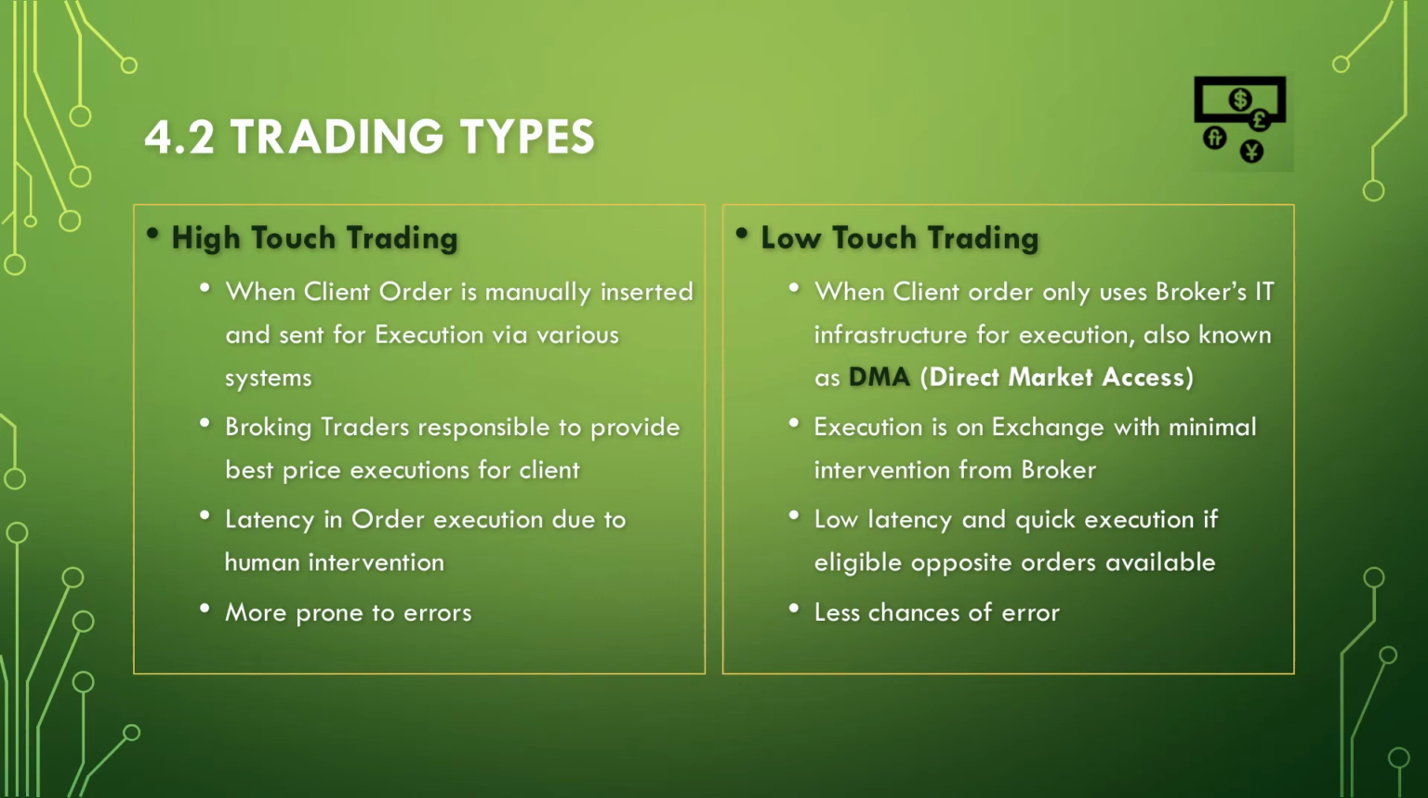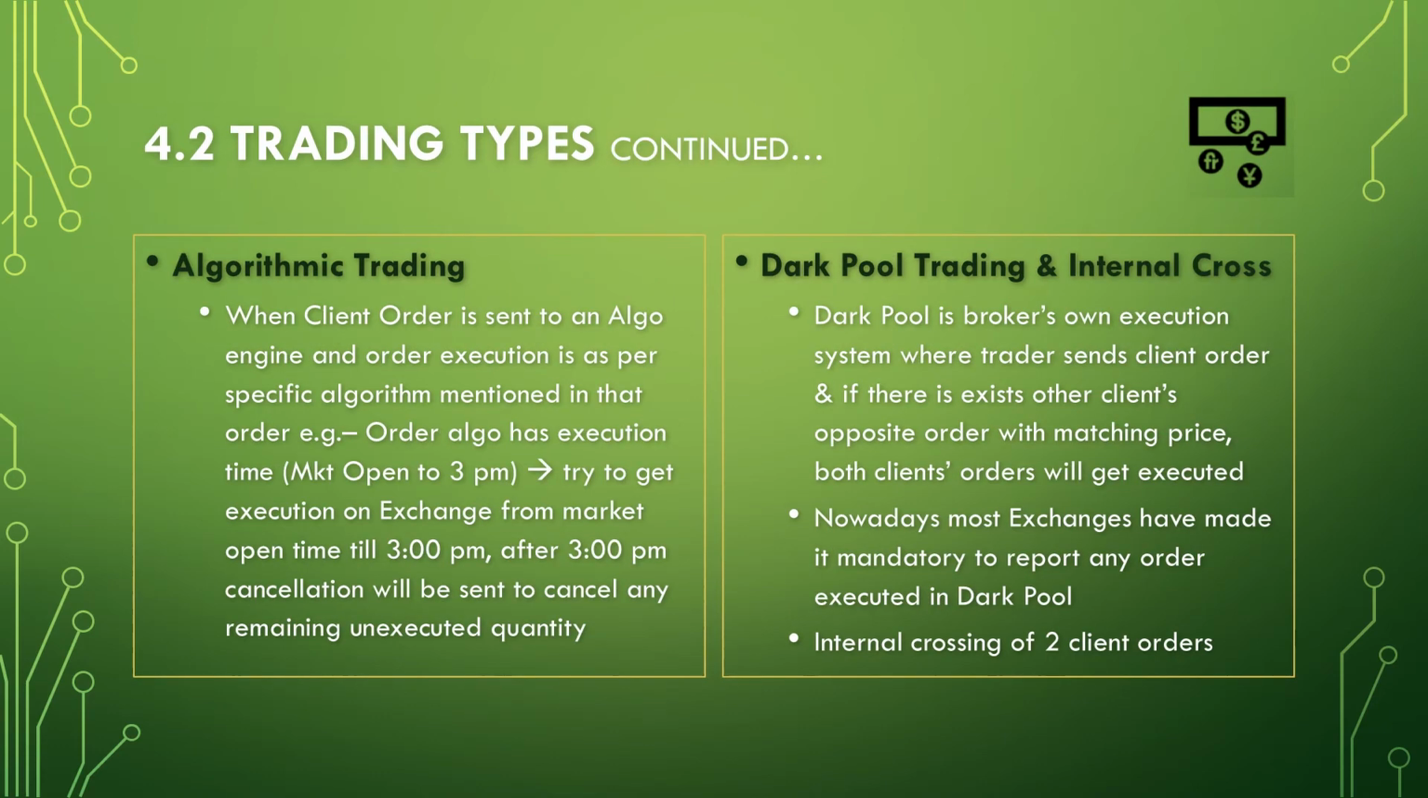So clients basically use low touch trading where they already have the strategies on how they want to execute their orders. So they do not rely on brokers' traders and rather use only the broker's IT infrastructure. There are two ways how a broker can internally execute a client's order. One is dark pool trading and the other is internal cross.